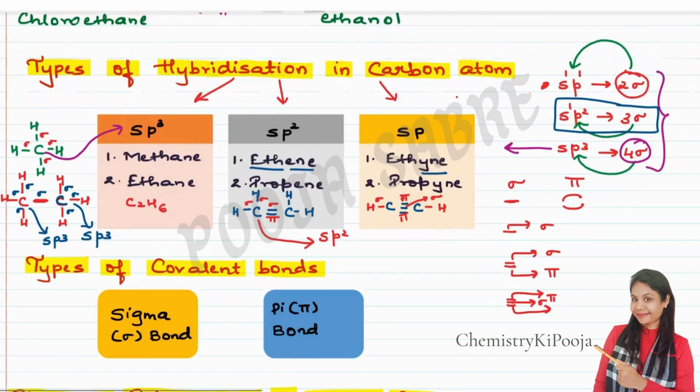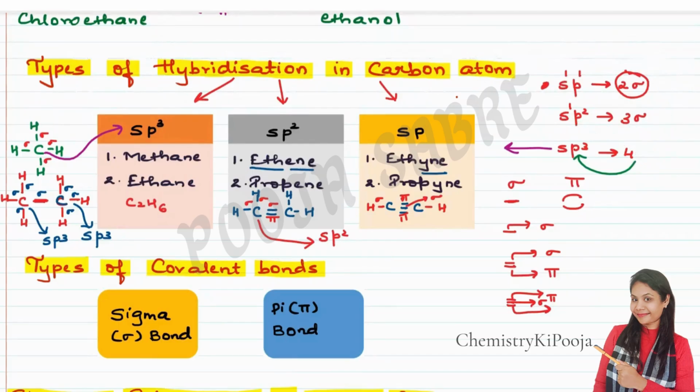So 2 sigma means what, students? 2 sigma means it is sp hybridization. Okay, as you can see, 2 sigma means what? It is sp hybridization. Clear? So in case of ethyne, the carbon atom is sp hybridized.